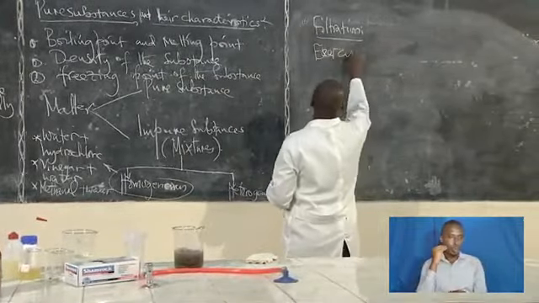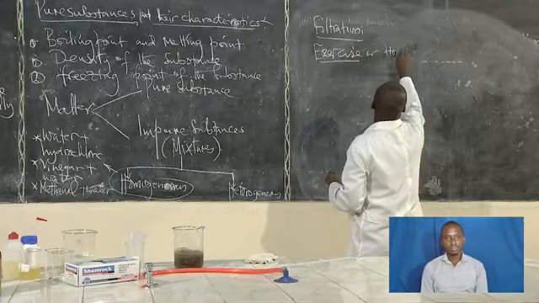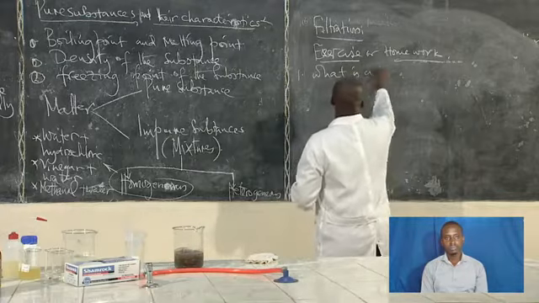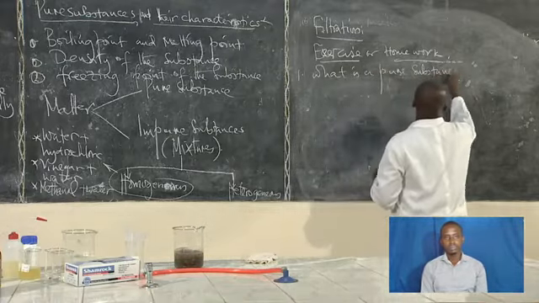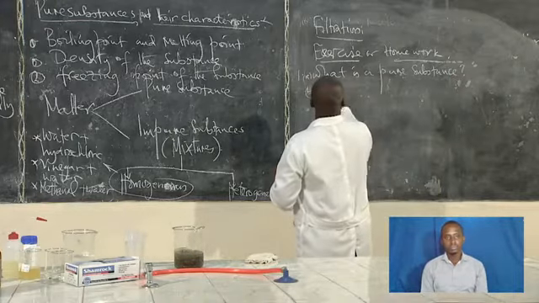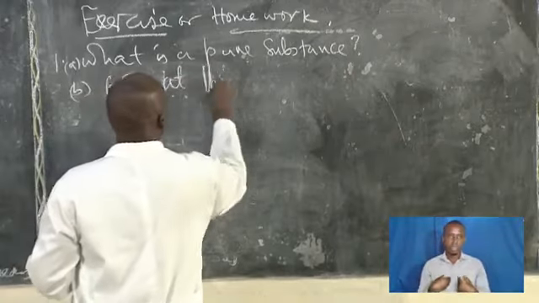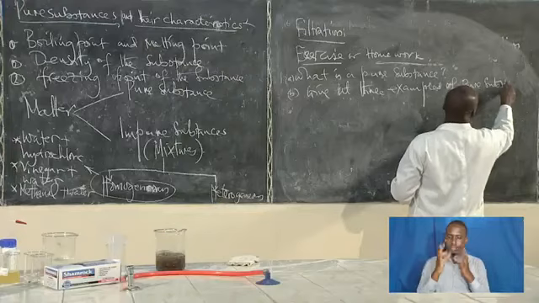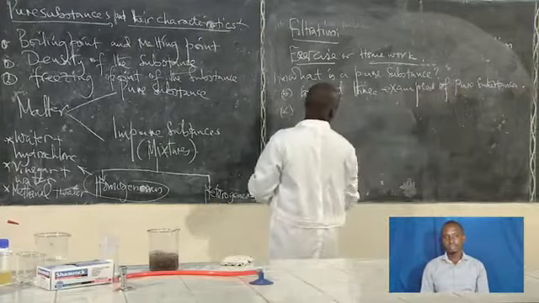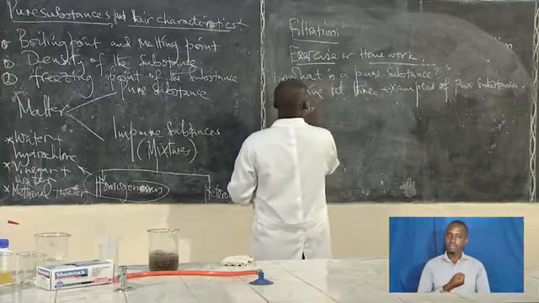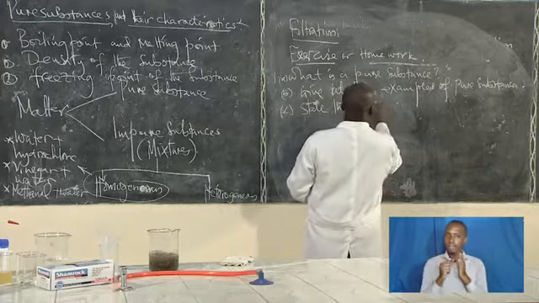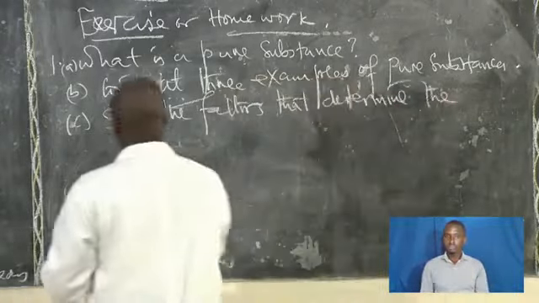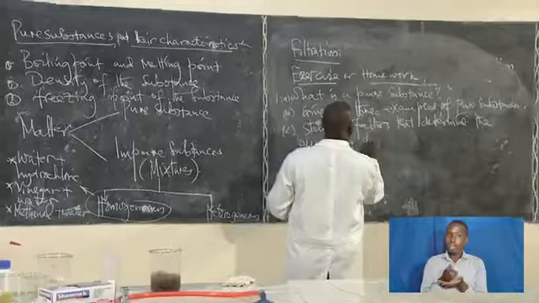Number 1, give at least 3 examples of pure substances, and state the factors that determine the purity of substances.